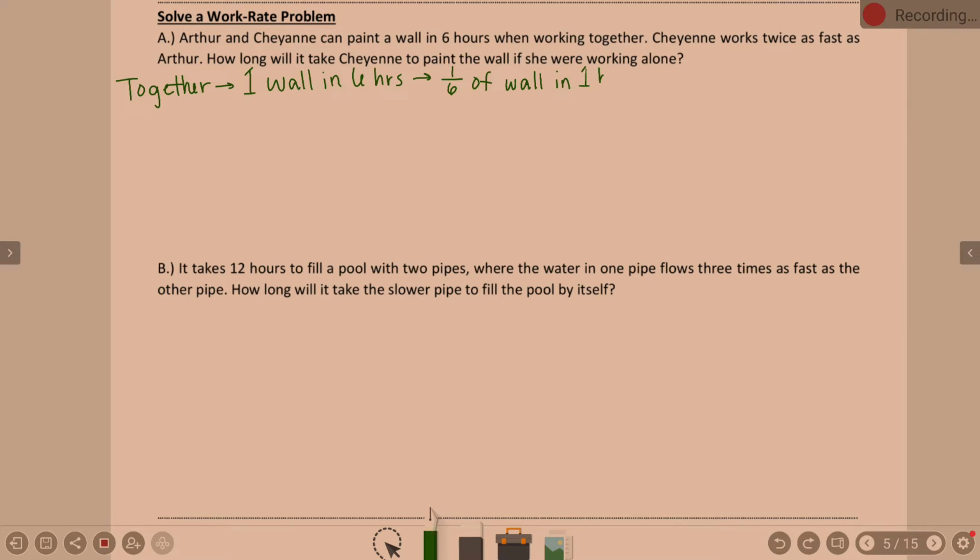Because what we're trying to do is find everybody's rate for 1 hour. Because right now, they're kind of all over the place. And we need to know what everyone can do in one set amount of time. So I'm trying to look in 1 hour. So that is 1 wall in 6 hours, which translates into together they can paint 1/6 of a wall in 1 hour.